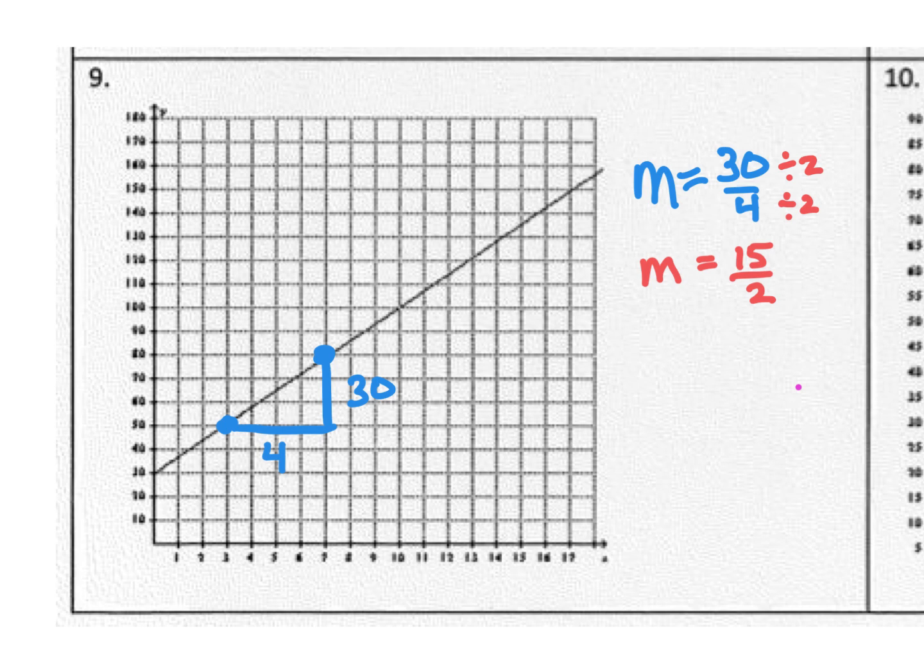So let's find the y-intercept. The y-intercept is where the line crosses the y-axis. And now remember, this is going up by 10. So 10, 20, that is actually 30. So our y-intercept is 30. So let's put it all together. As far as the equation, we have y equals 15 over 2. Yes, I want it as an improper fraction, not a mixed, with the x, and then plus our y-intercept, which is 30. So this is our equation, y equals 15 over 2x plus 30.